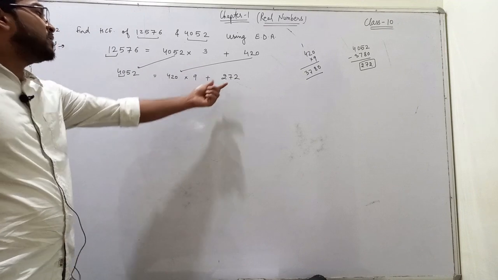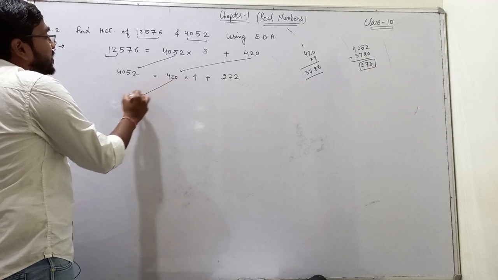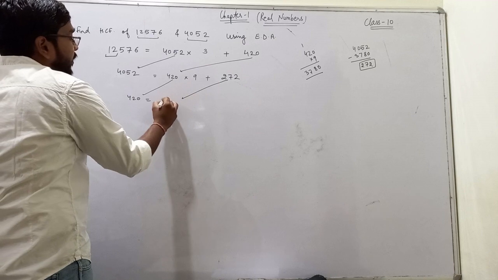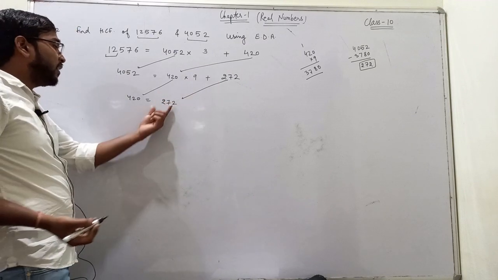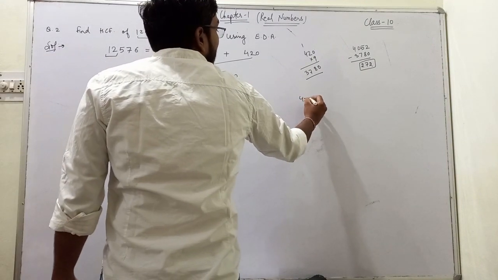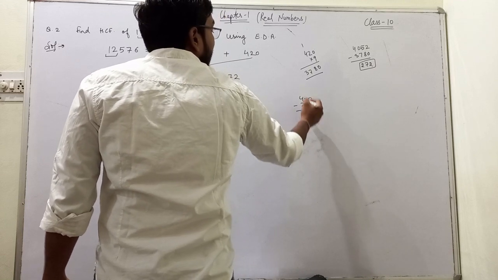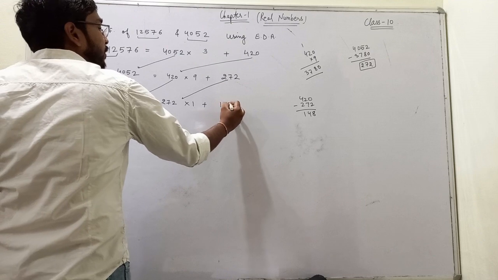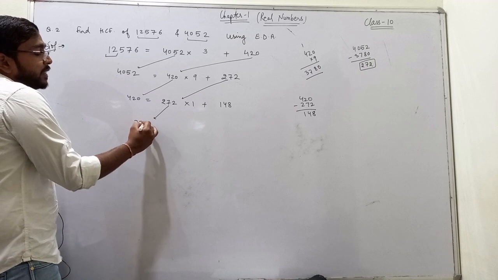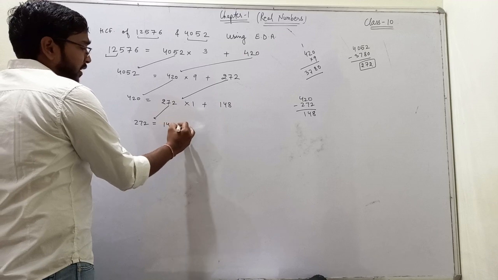Again we can see that the remainder is not 0. So again we will do the same thing. We will replace the dividend by the divisor and the divisor by the remainder. And we can clearly see 272 divides 420 one time, and the remainder is 420 minus 272. Then 10 minus 2 is 8, 11 minus 7 is 4, and 3 minus 2 is 1. Again the remainder is not 0, so we will do the same thing. We will replace the dividend by the divisor and the divisor by the remainder.